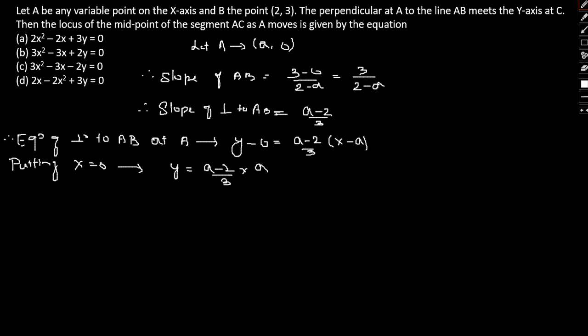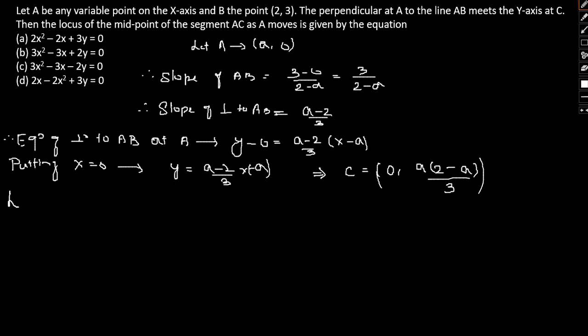So therefore we can further conclude C can be (0, y), where y is equal to minus a into (a minus 2) by 3. Okay, there will be a minus a, right? So this will be the value of C.